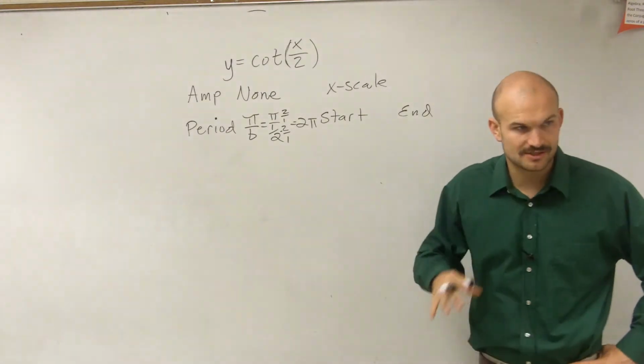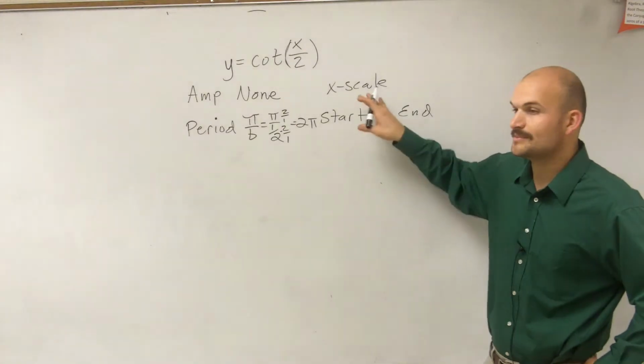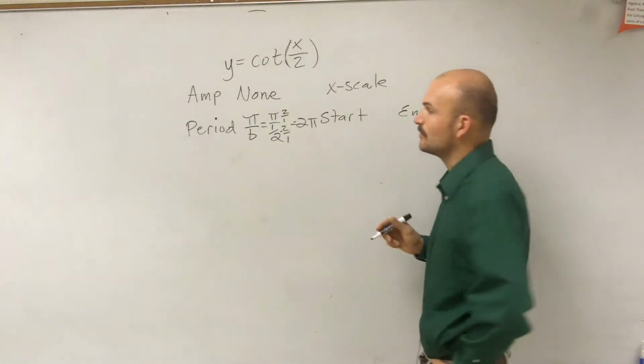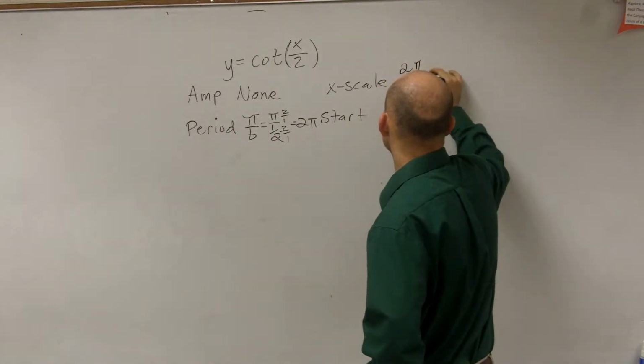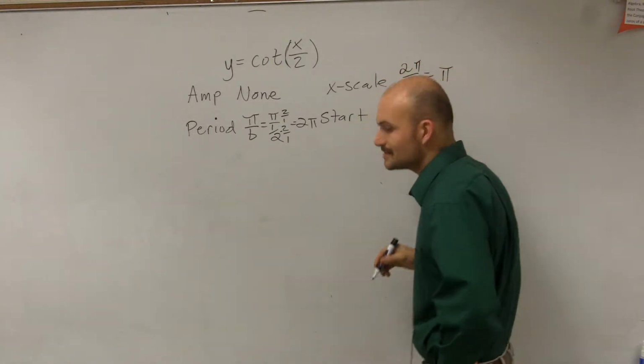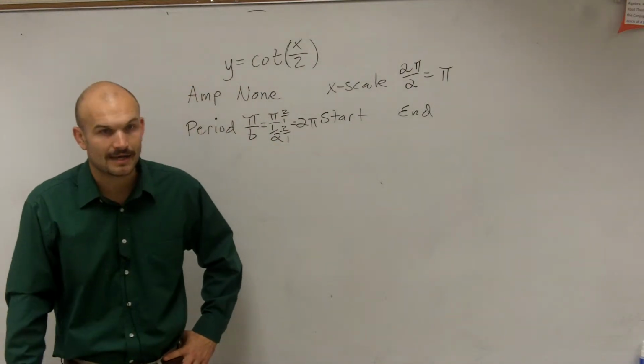However, for tangent and cotangent, I'm going to go through this a little quicker, and I'm just going to have you divide your period by 2. So I'm going to take 2 pi and divide it by 2. Therefore, your x scale, for the way that I'm going to have you do it, is just going to be pi.